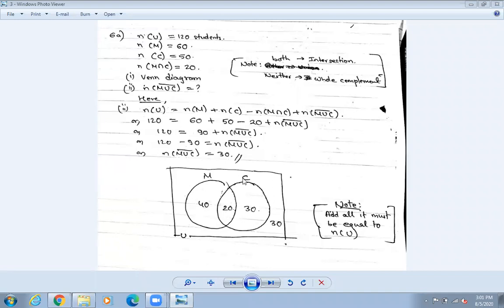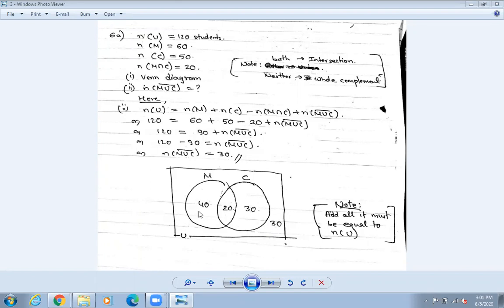C is 50. Out of 50, 20 is already written. That means we need to write 30. Right? 50 minus 20 is 30. And is there a whole complement or not? Okay, there is a whole complement. We found just now it is 30. So this 30 is our answer.